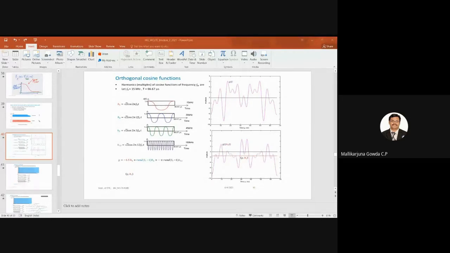Yes, no response. I don't know whether I should show this diagram or not. Hello? Yes, sir. Any questions with respect to this?